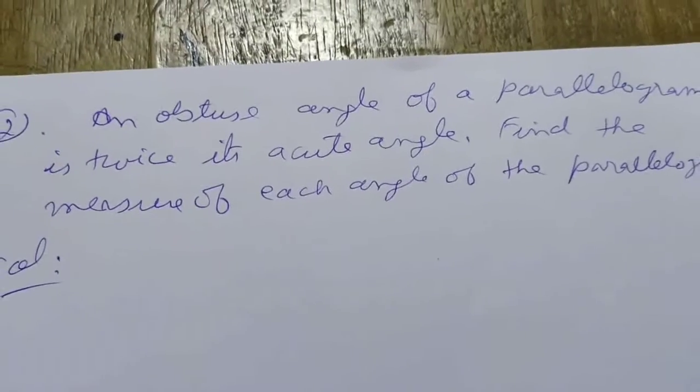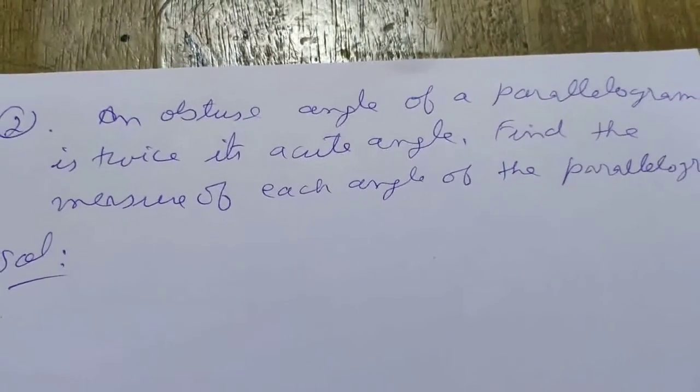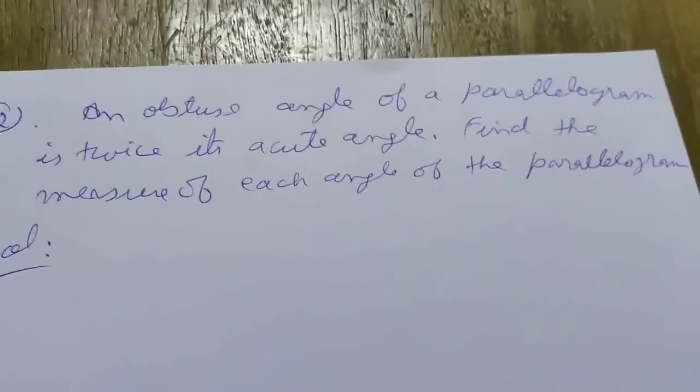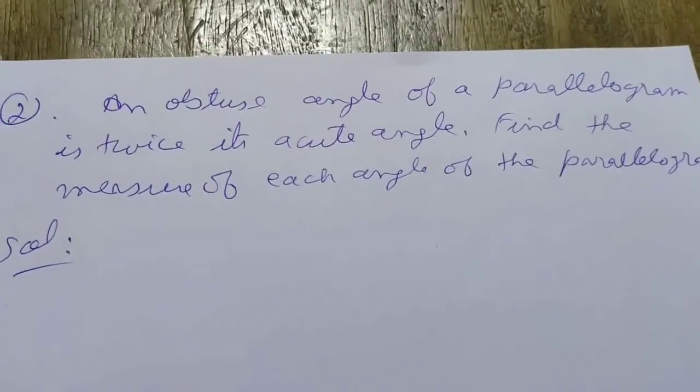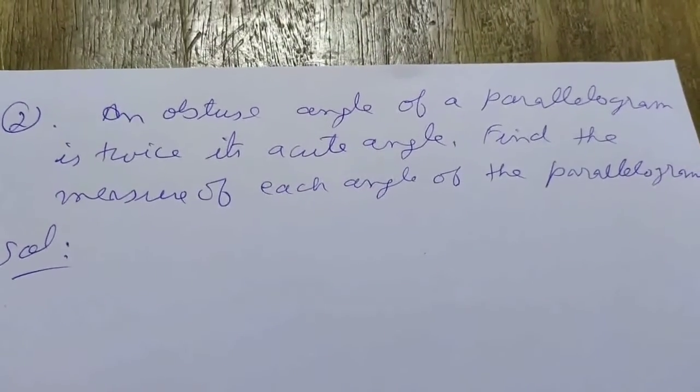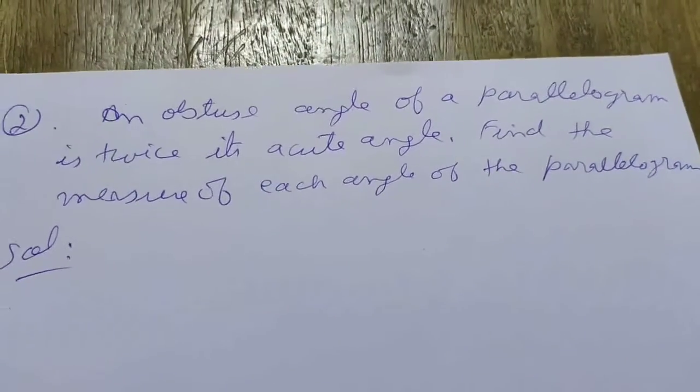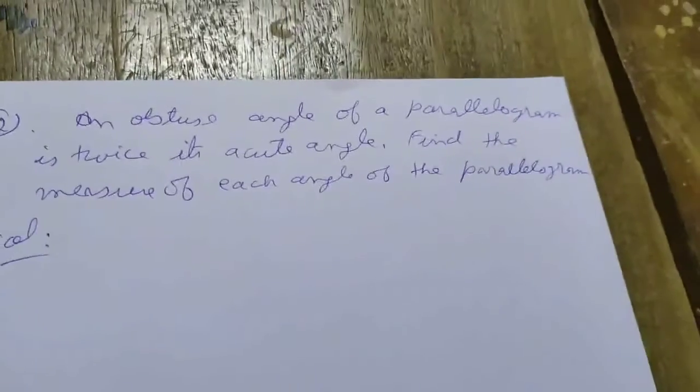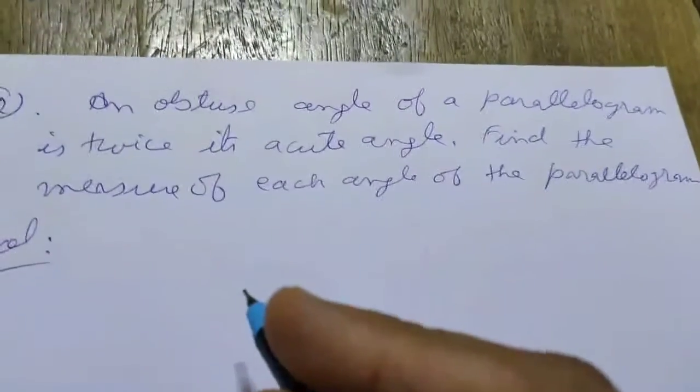This is the second word problem which we solve by the method of elimination. It is like this: an obtuse angle of a parallelogram is twice its acute angle. Find the measure of each angle of the parallelogram.